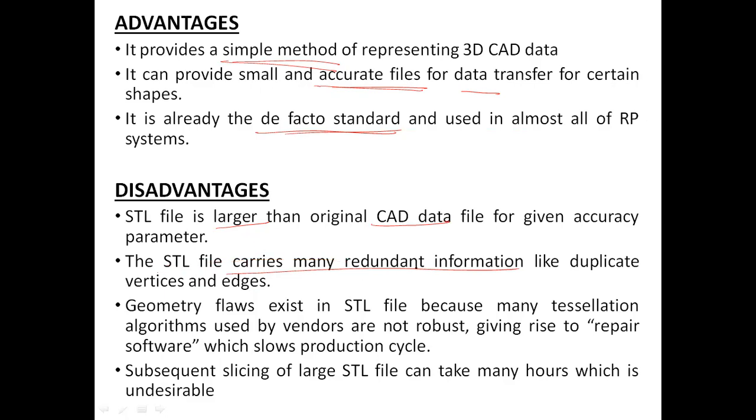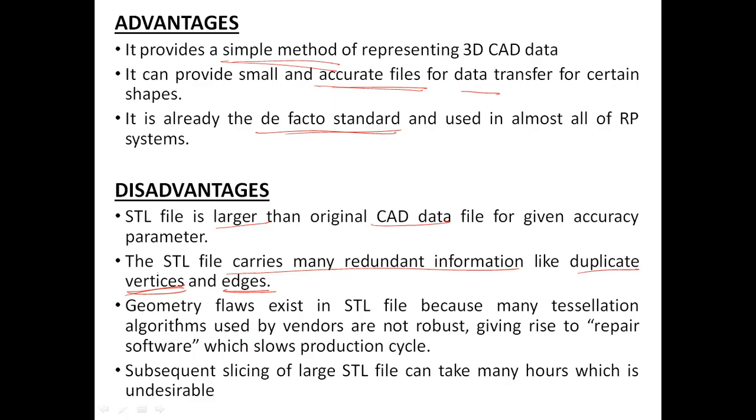Redundant means information that is generally not required or has been falsely included in the data set. And the most important of that is duplicate vertices and edges. Sometimes it creates duplicate vertices and edges because of the tessellation process. During tessellation, the edges actually move from one location to another. As a result, you get multiple edge information and multiple vertex information.